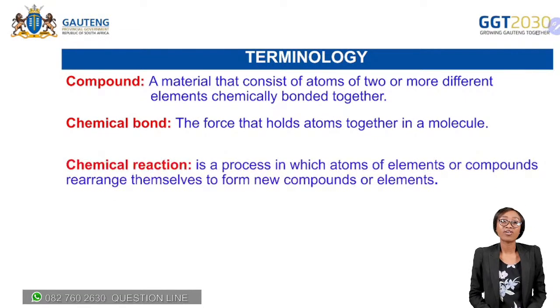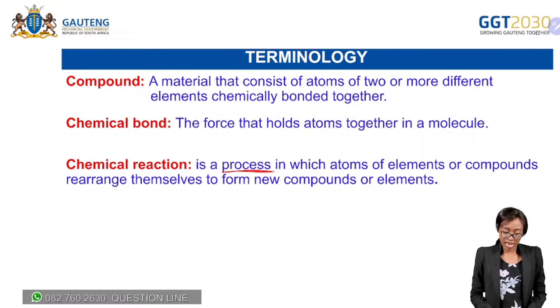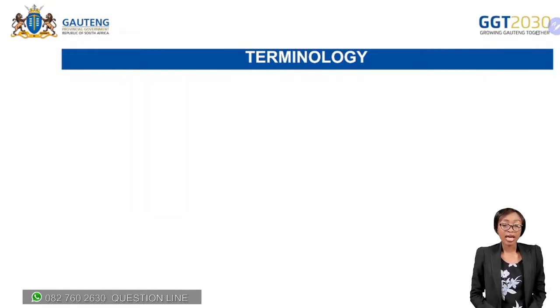And then a chemical reaction. A chemical reaction is a process in which atoms of elements or compounds rearrange themselves to form new compounds or elements. So that is a chemical reaction. So it's a rearrangement. For example, if we are forming the water molecule, there is some kind of rearrangement to form that water molecule. Let's move on to term number 4.